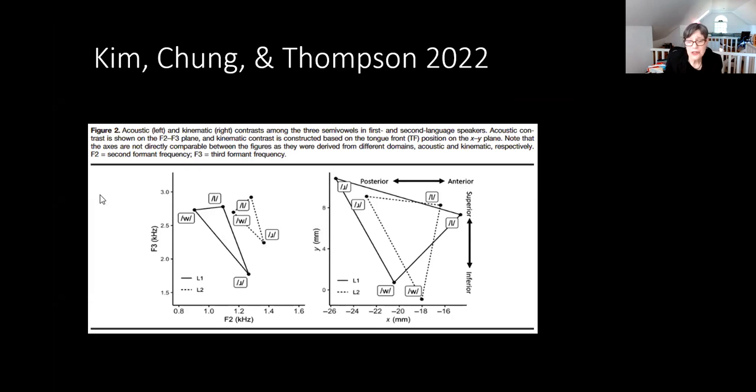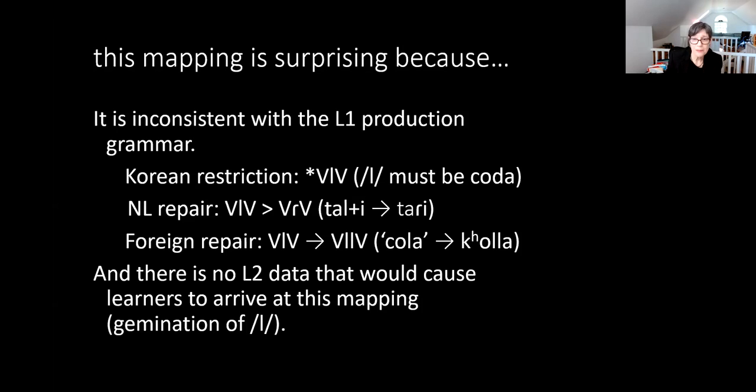This just shows you that the F2 values of L spoken by Koreans and English speakers are not the same, and the kinematic effects are not quite the same. So another reason why this mapping is surprising is it's inconsistent with the L1 production grammar.